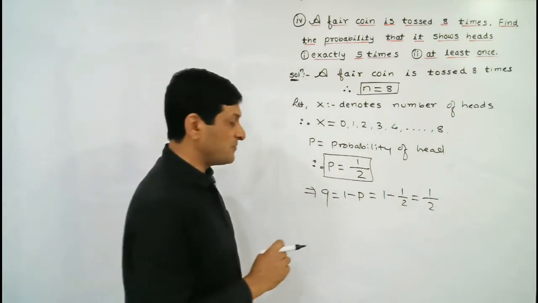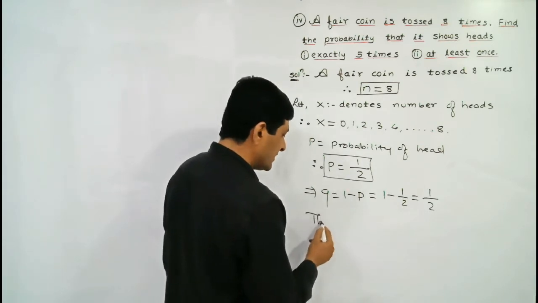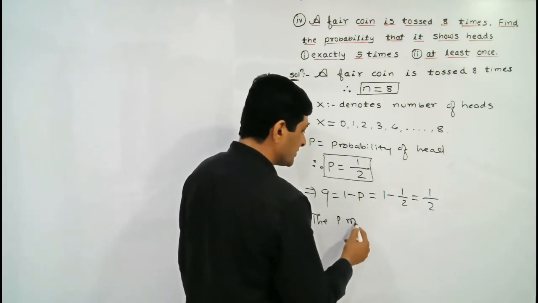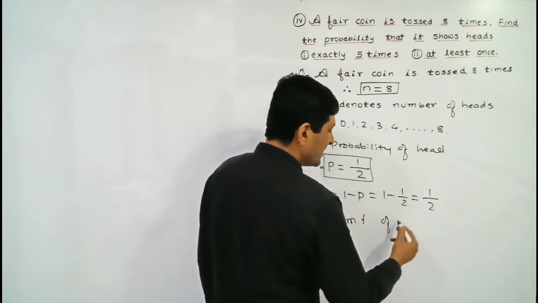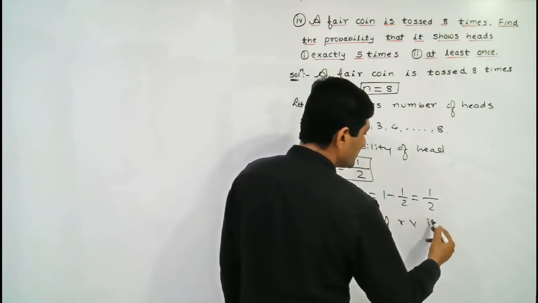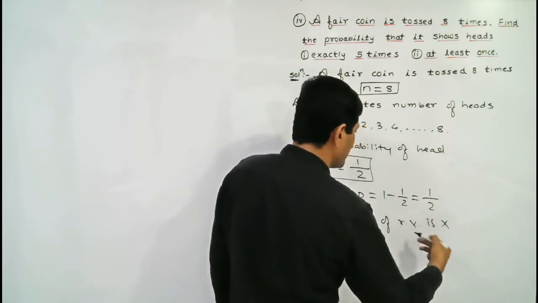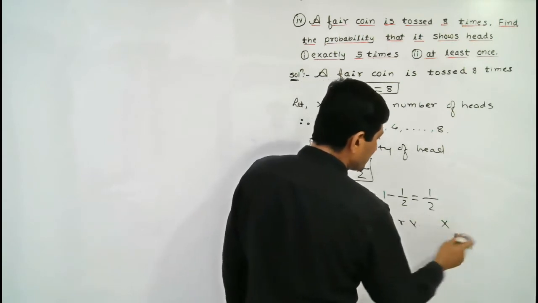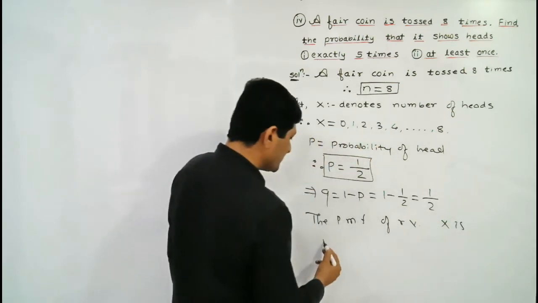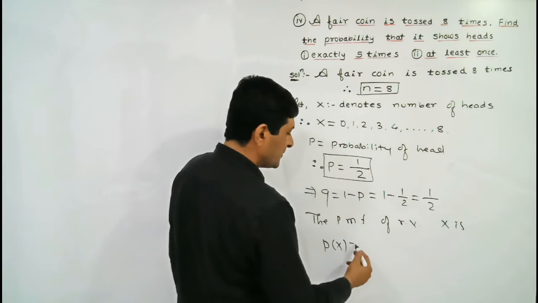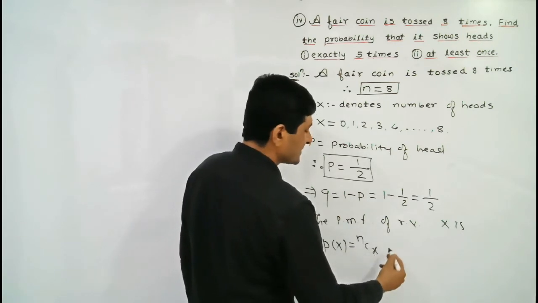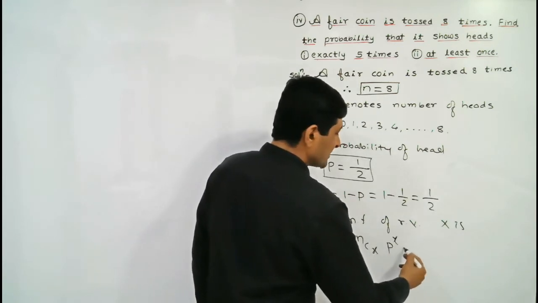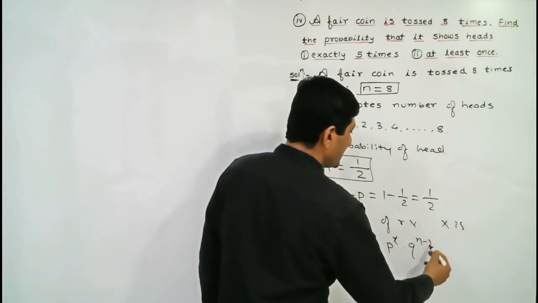Now let us define the probability mass function. The probability mass function of random variable X is given by P of X is equal to nCx, p raised to power x into q raised to power n minus x.